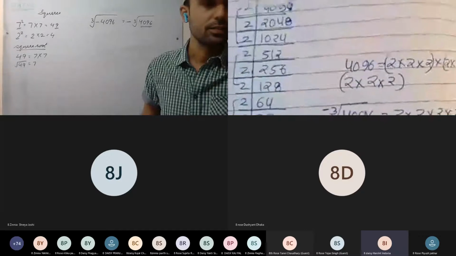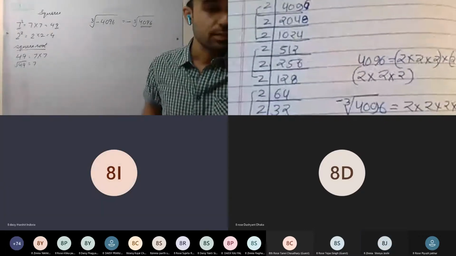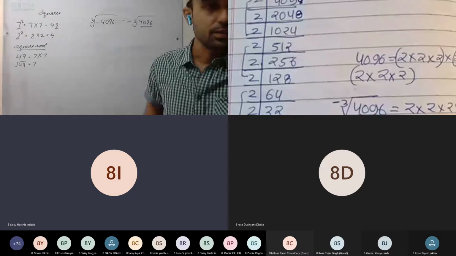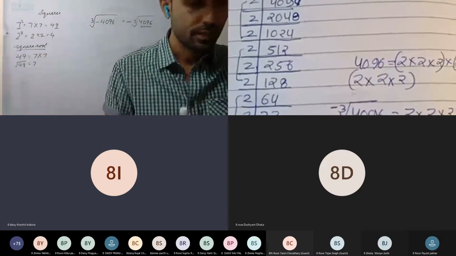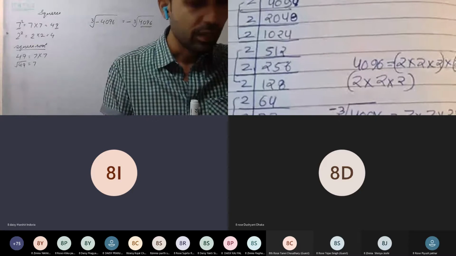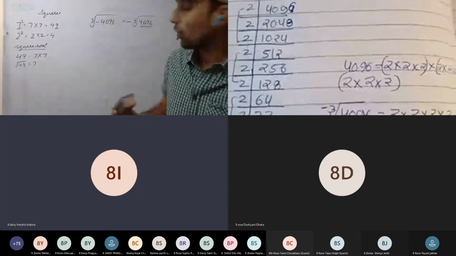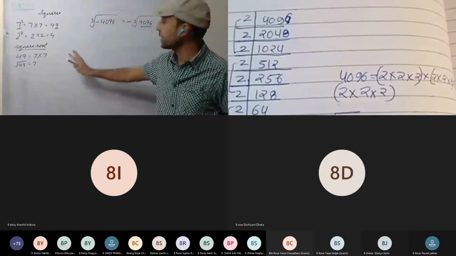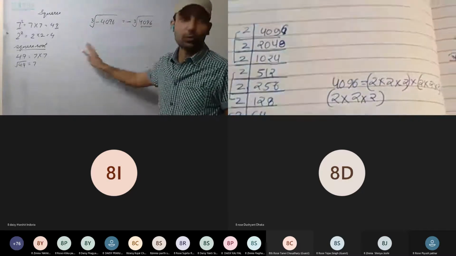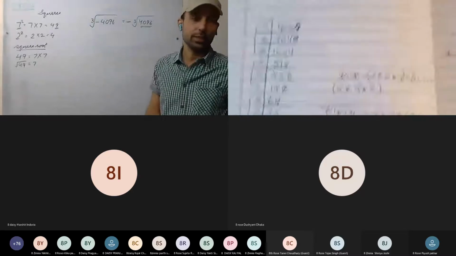Sir, in the third question, we have to verify that it is odd or even. Also, directly we can write. See here, it is written which of the following are cubes. So it is not asking for verifying. Just tell whether it's a cube of an odd number or an even number. Okay.